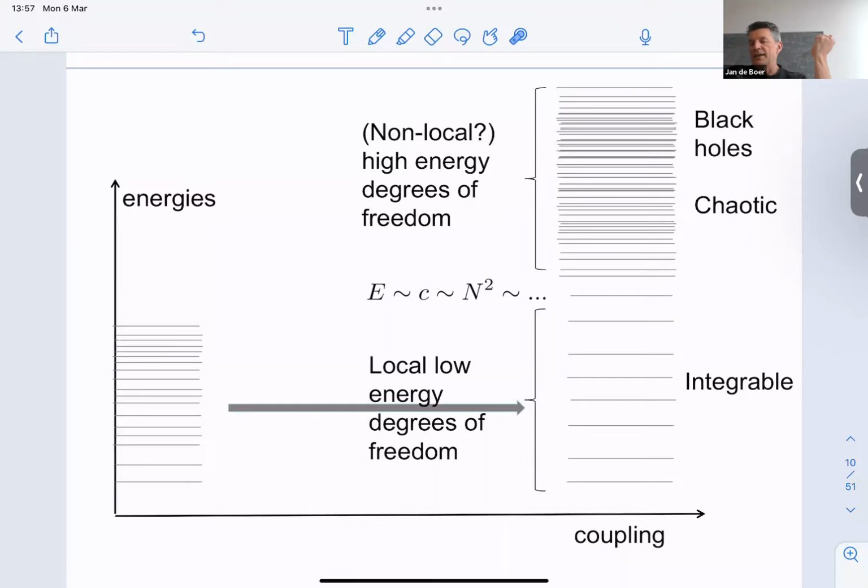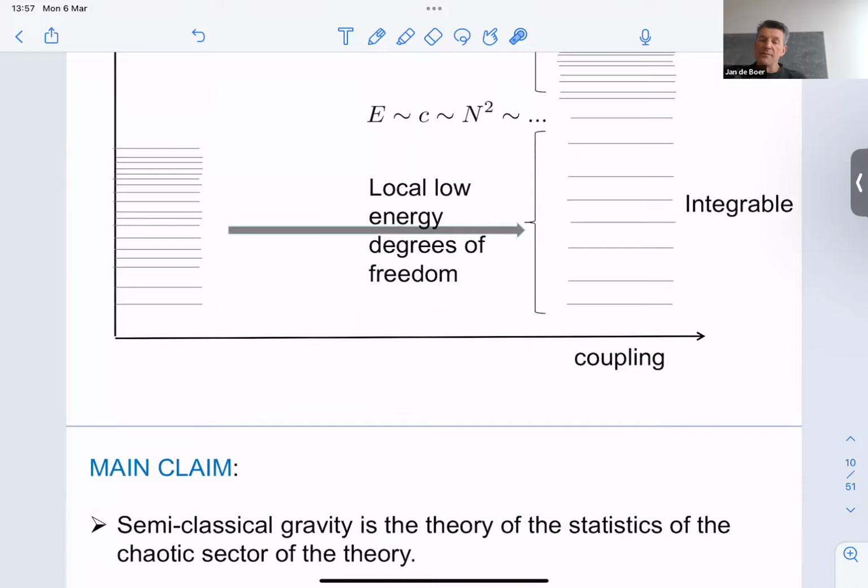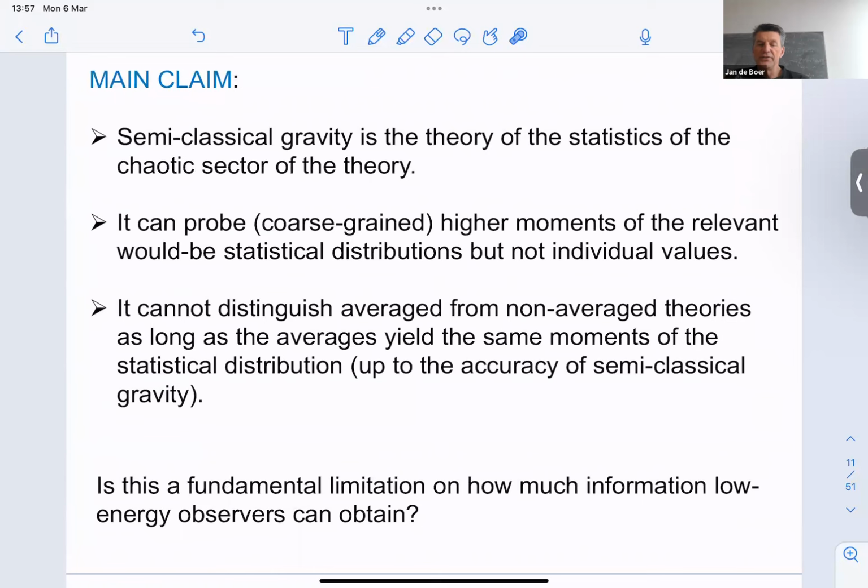And semiclassical gravity is very similar. Although this is a very precise spectrum, and there's nothing being averaged over, this spectrum is as if it were taken from a probability distribution. What the low energy theory gives you are properties of that probability distribution. There is not really a probability distribution, but this spectrum is indistinguishable from something drawn from one, as far as low energy coarse-grained observables go. So the claim is that the semiclassical low energy gravitational theory is, in the boundary theory, the theory of the statistics of the chaotic sector. It does not give you the individual energy levels, but it gives you the statistics of the chaotic sector. That's literally what gravity does for you.